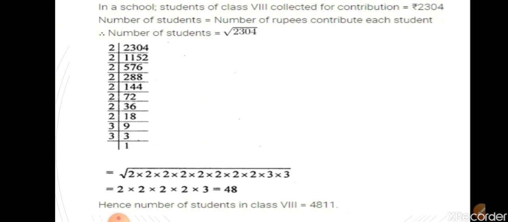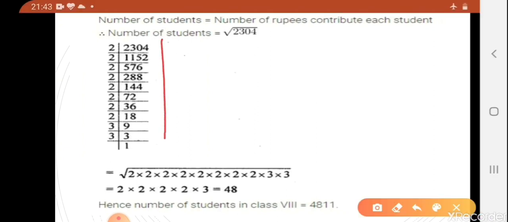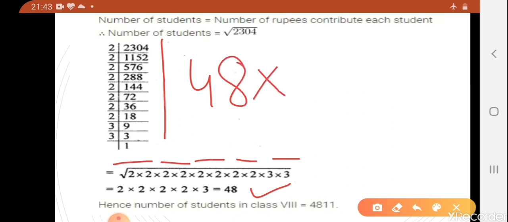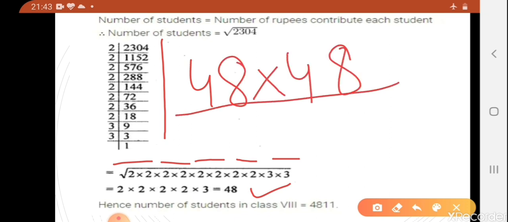Therefore, we will take out the square root by the prime factorization method. When we take out the square root of 2304, we get one pair of 2, another pair of 2, another pair of 2, another pair of 2, and then 3, meaning 2 into 2 into 2 into 2 into 3. Both are equal. Therefore, we can say that 48 students are there and 48 rupees have been collected from the class.